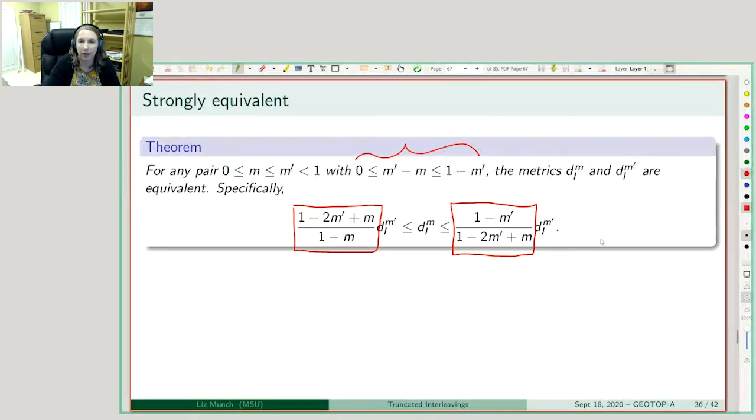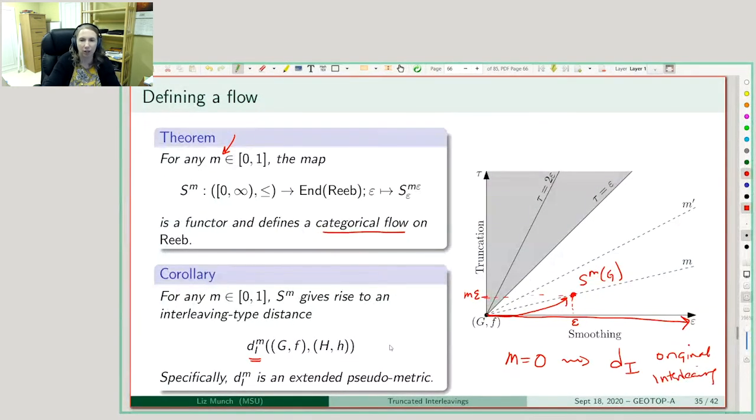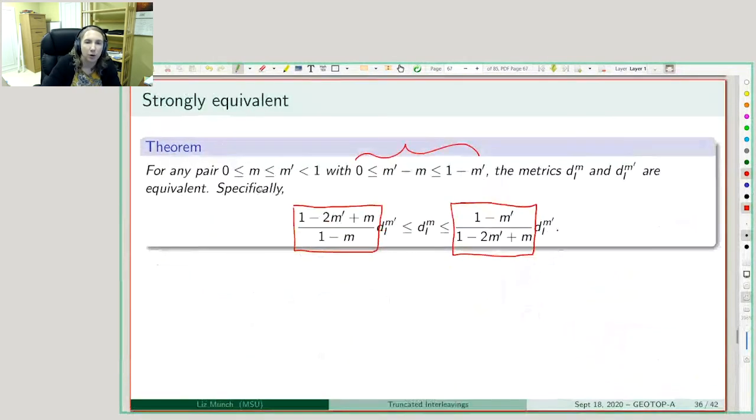One other thing I'd like to point out that I think I missed before: if I make m equal to 0, m equal to 0 ends up being a line with slope 0, ends up being just this straight bit on the bottom. M equals 0 means I have my original interleaving distance. So this definition generalizes the original interleaving distance to this family of distances, right? So these metrics are all strongly equivalent to each other, with the exception of m being equal to 1. We'll talk about m equal to 1 in a moment.